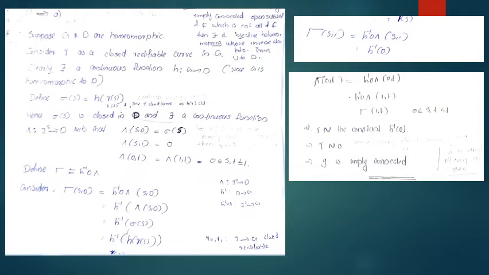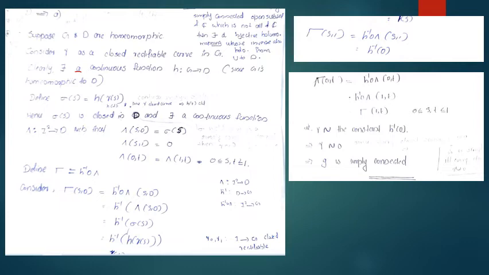Now come to I implies A. I implies A means we need to show that G is simply connected, given that G and D are homeomorphic. Since G and D are homeomorphic, there exists a continuous function H from G to D, and gamma is a closed rectifiable curve in G.